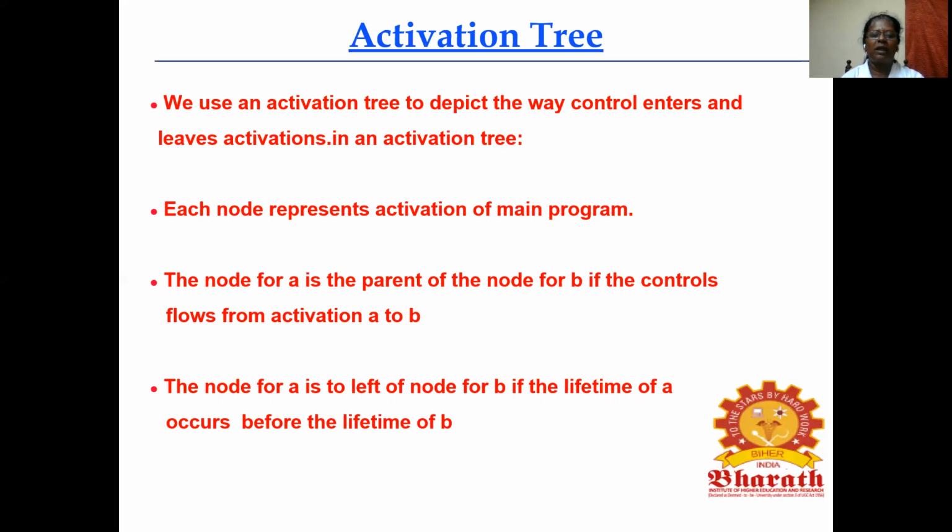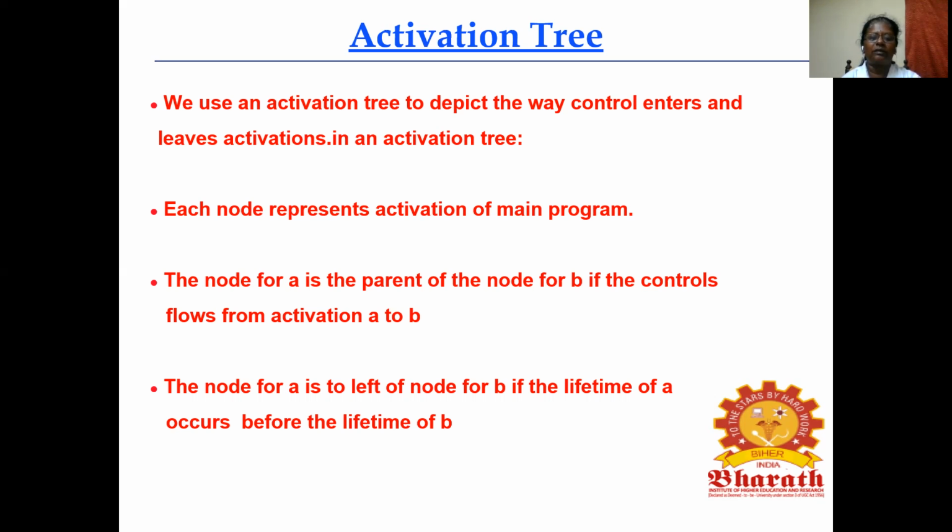For example, if you are considering two nodes, A and B, node A is the parent of node B. So if the control flows from activation A to B, we consider A the parent of the node B when activation comes from A to B. The node for A is to the left of the node for B.